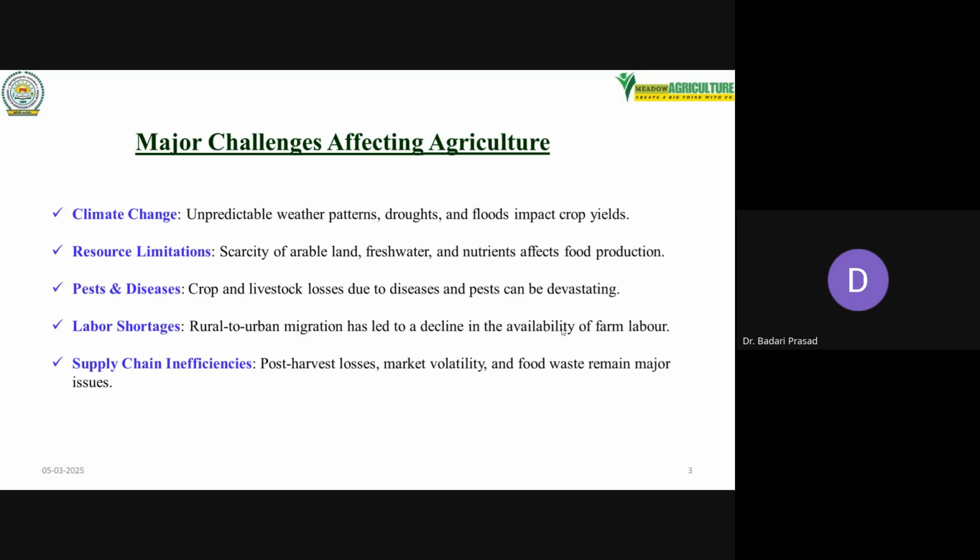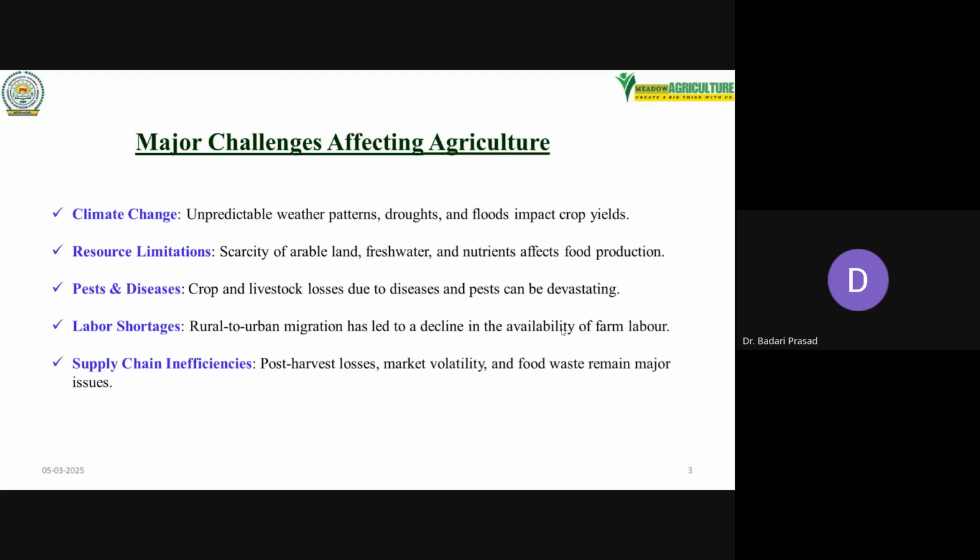Second one is resource limitations. Scarcity of arable land, fresh water, and nutrients affects food production. Scarcity of arable land is a major threat. Nowadays, we are well aware that all our cultivable lands are being transformed into residential areas, that means sites or flats or apartments are being built in these areas. And apart from residential areas, there is a huge demand for establishment of factories as well as urban infrastructure and highways. So a lot of arable land is being converted to the non-agriculture sector, and we have very limited area to grow crops.